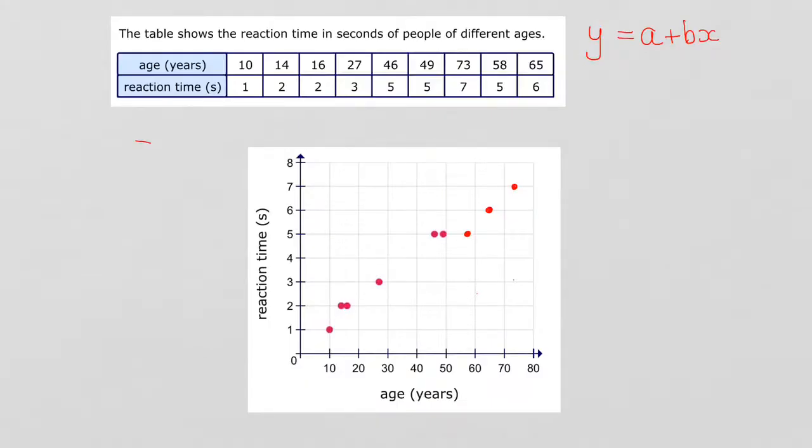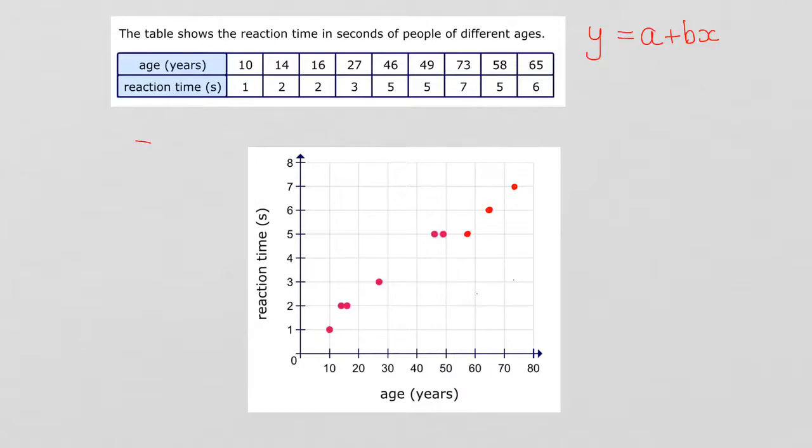So I've got an example here. It's showing the reaction time in people of different ages. Obviously from the data here you can't quite tell what the pattern is, but once we've plotted it here we can clearly see we've got some kind of positive correlation, quite a strong positive correlation, suggesting that as people get older your reaction time slows down, as you'd expect.